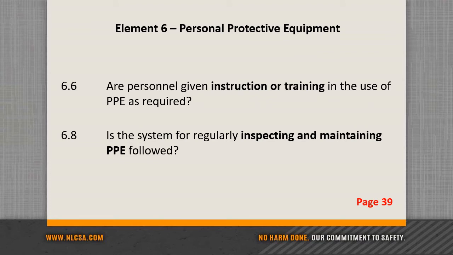So element 6, 6.6: are personnel given instruction or training in the use of PPE as required? You can review the training records, toolbox talks, orientations, etc. to verify that the employees have received instruction with respect to the use of the PPE before it's required to be worn. And you can confirm employee understanding of supply training through the interview process. We've given required instruction and training for specialised PPE, fall protection, respiratory protection, etc., but not PPE in general.